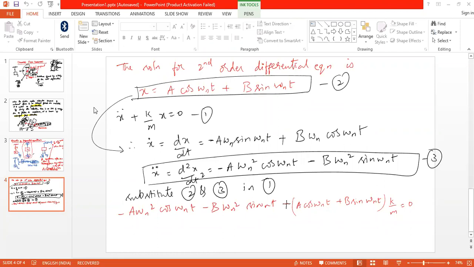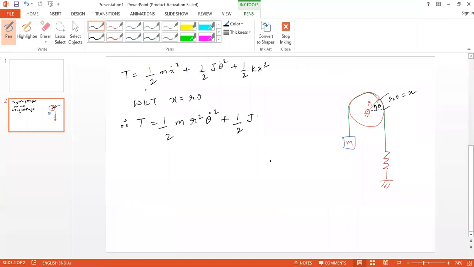Therefore, total energy T is equal to 1 by 2 m r square theta dot square, 1 by 2. The screen is not visible, sir. Okay, is it visible? Okay.